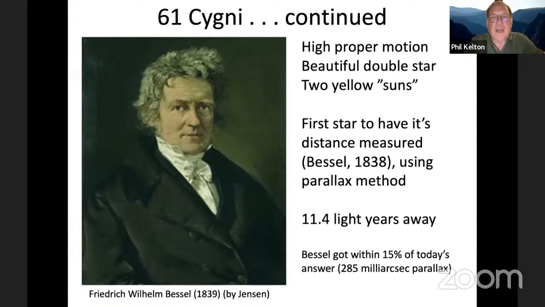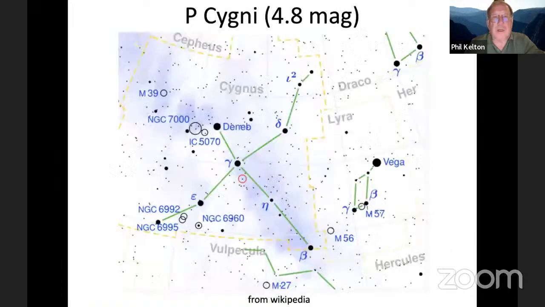So 61 Cygni is actually one of my favorite stars, just because it's a beautiful wide double star. Both stars are yellowish, similar to our sun, almost identical in appearance, and a very nice star to look at in your small telescope.